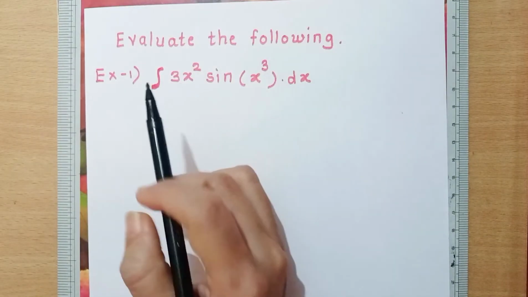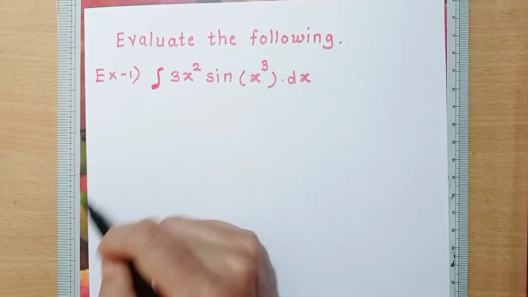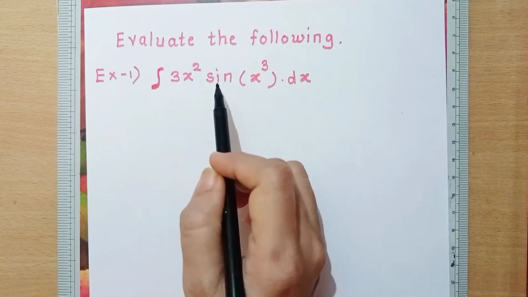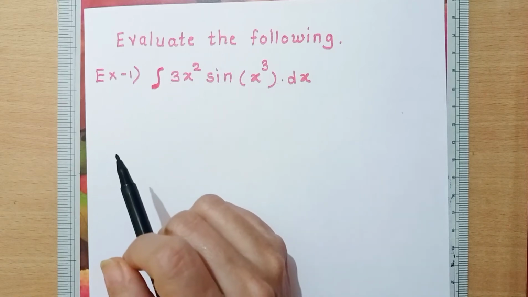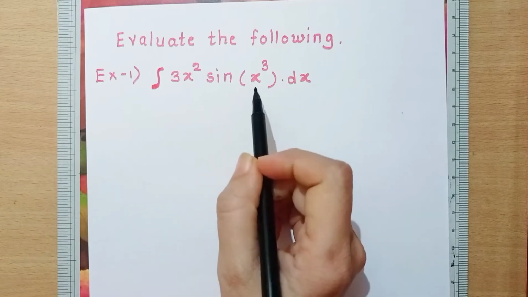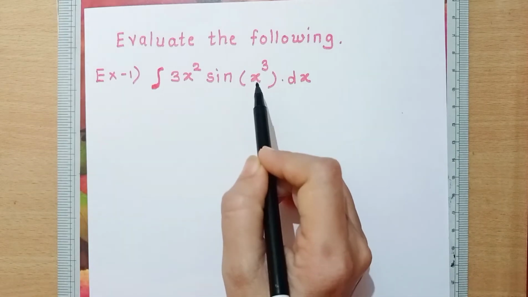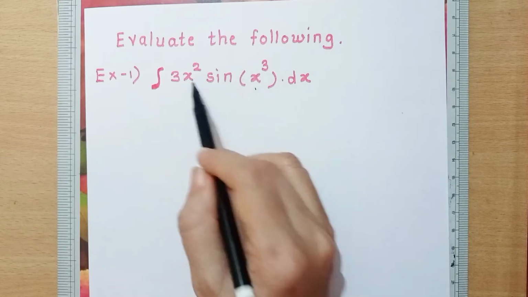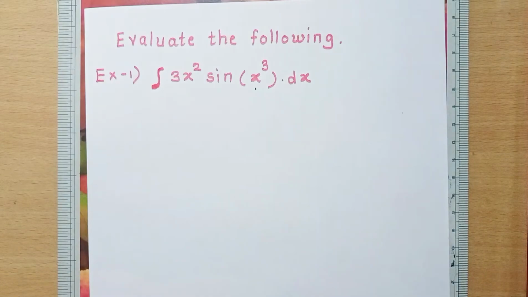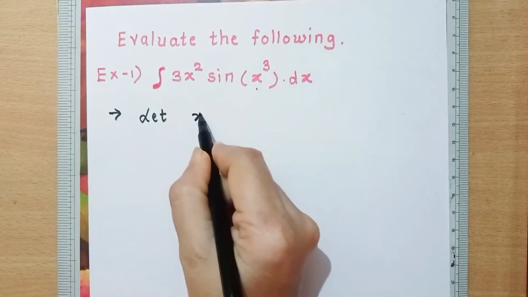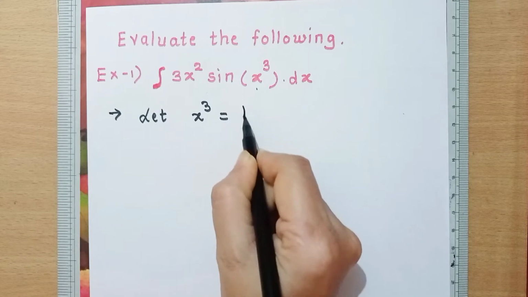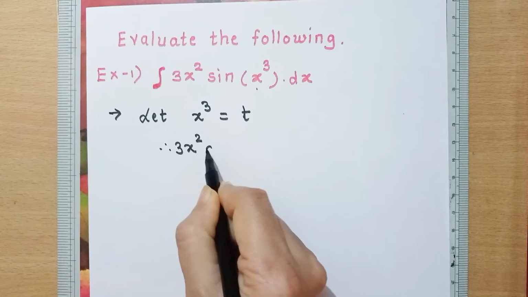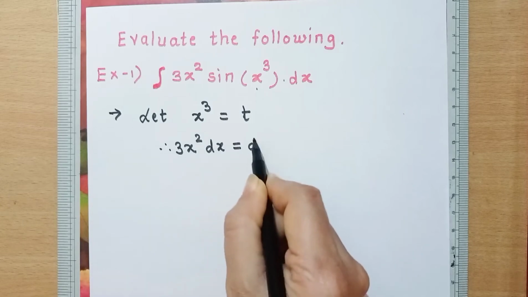Now we are solving examples on the substitution method, and this is our first example: integration of 3x square sine of x cube dx. By the name itself, here we have to substitute. Let x cube equal to t. Now we can check its derivative, 3x square dx is present here. So let x cube equal to t. Therefore, differentiating this, 3x square dx equal to dt.